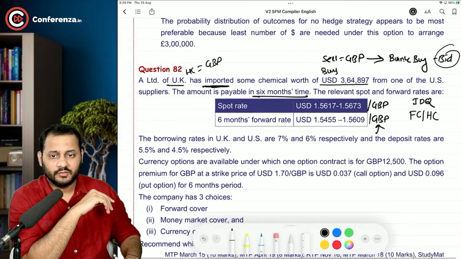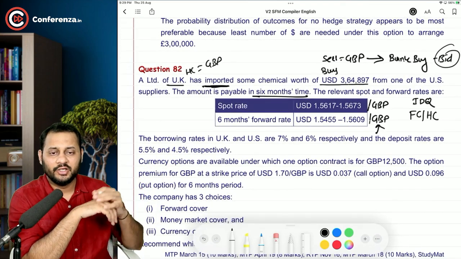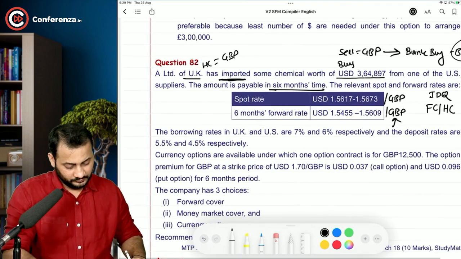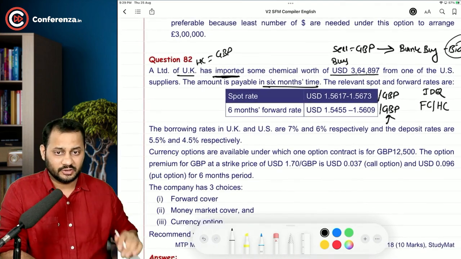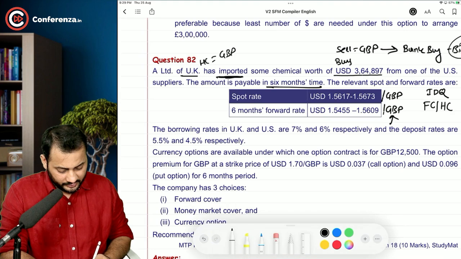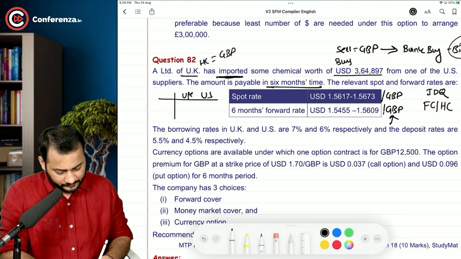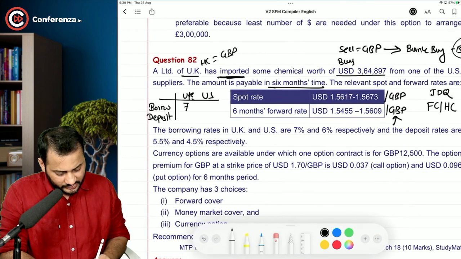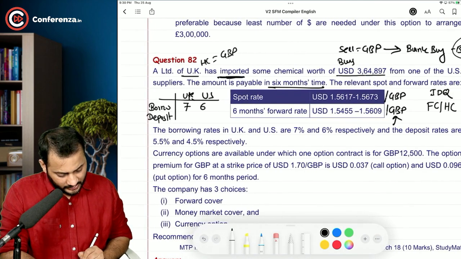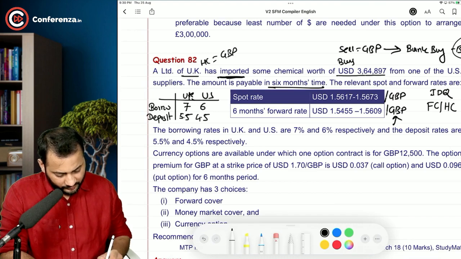Okay. The borrowing rates in UK and US are also given to us respectively, and the deposit rates are also given. So can I draw it here itself? UK, US. It will be easy for us. And then borrow, deposit. Borrowing rate in UK and US 7 and 6%. And deposit rates are 5.5 and 4.5%.